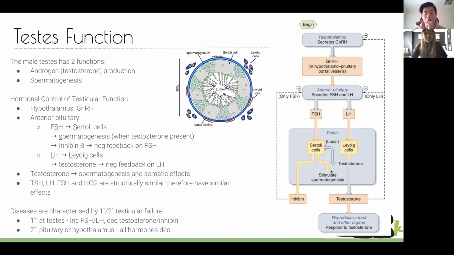And because it's not spermatogenesis, it's making testosterone, which allows for spermatogenesis to occur by the Sertoli cells, and also goes on to do other things in the body. And we'll explore that a bit later.